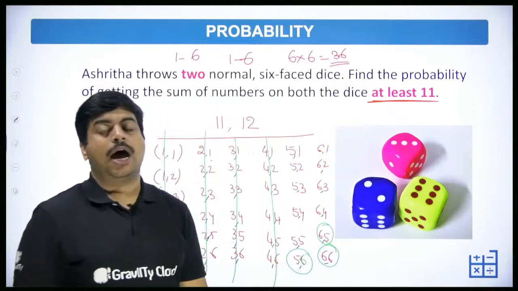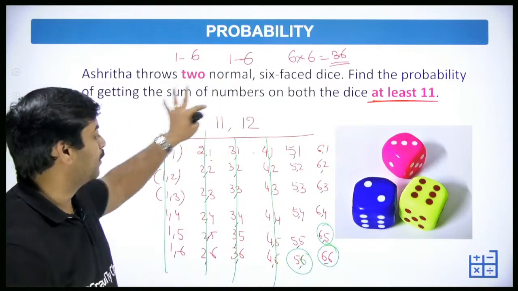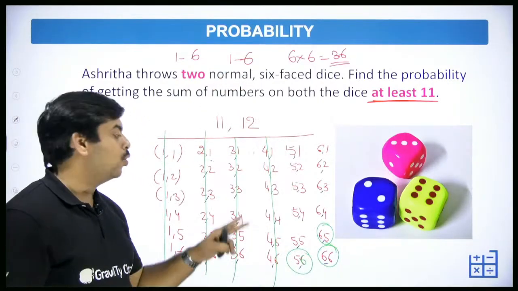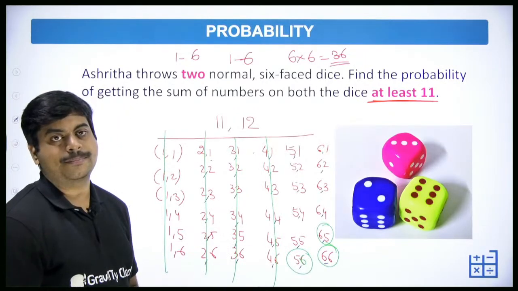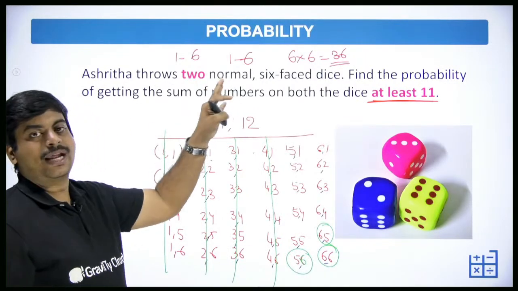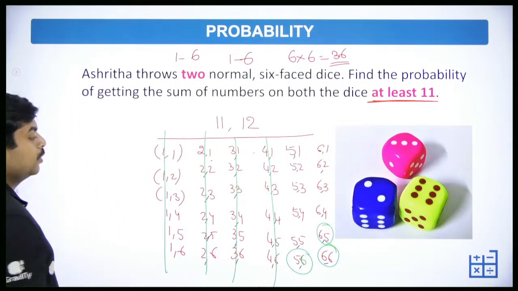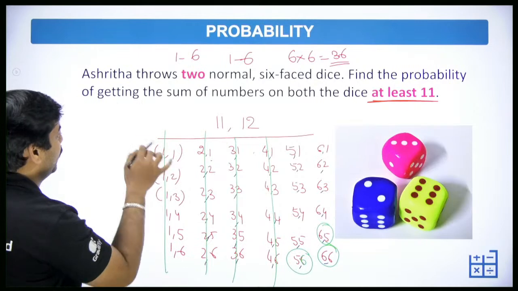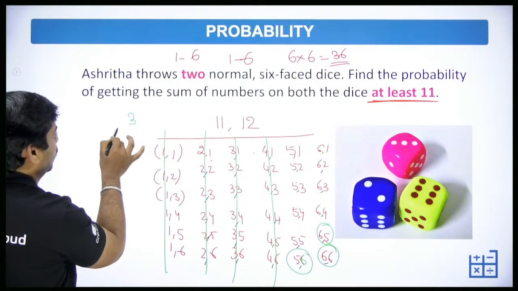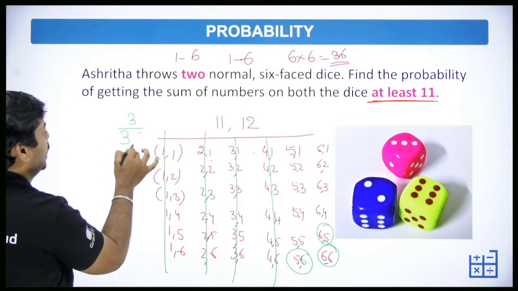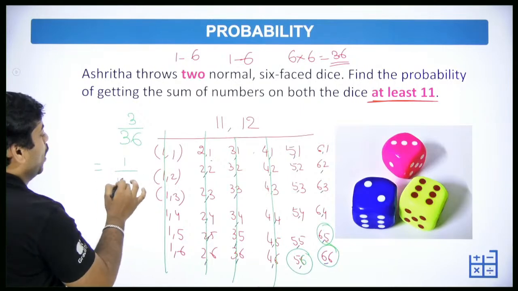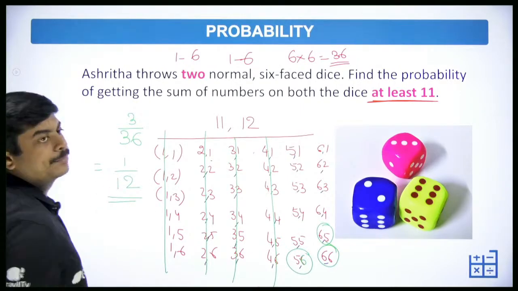So that means out of the total 36 cases, only 3 are favorable to us, right? So the number of favorable cases by the total number of cases is 3 by 36, that is 1 by 12. So that is the probability.